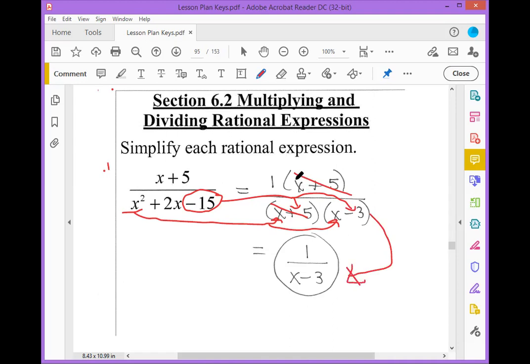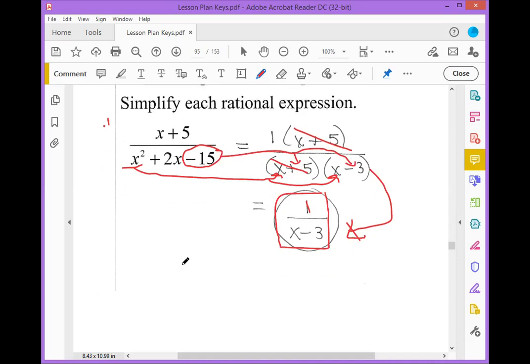Now in the numerator, you will not put a 0 there. If the space is empty, you'll replace that space with a 1. So this is our answer, 1 divided by x minus 3.